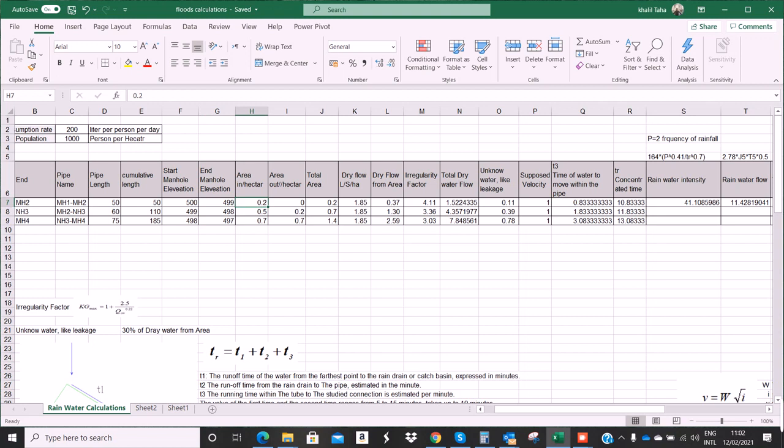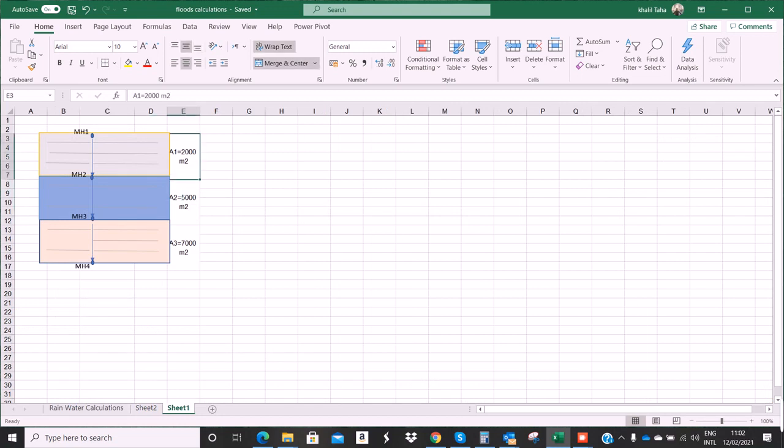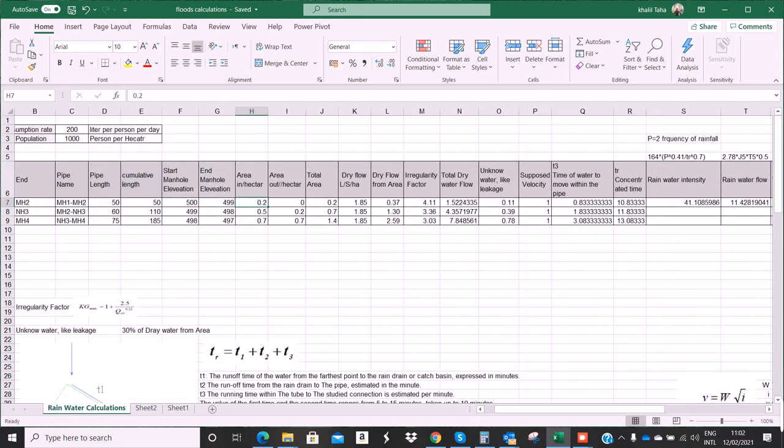Now the area here should be in hectares based on the equation that I'm using. It takes the area in hectares, and a hectare is 10,000 square meters. So the first area, as I said, is 2000. To convert 2000 to hectares, I will just divide by 10,000. You will see it is 0.2. Back to the sheet. Okay, the first area is 0.2, then the second area, the third area.